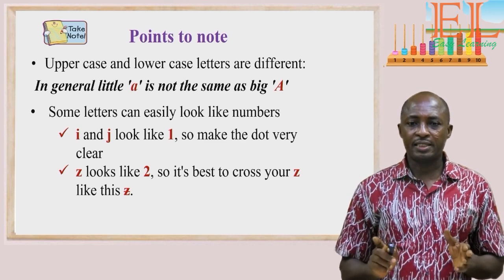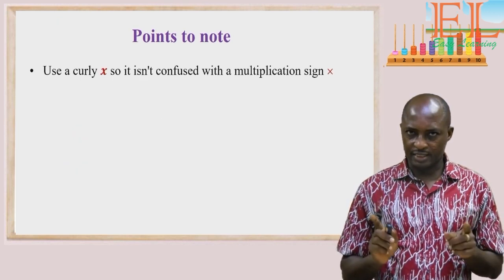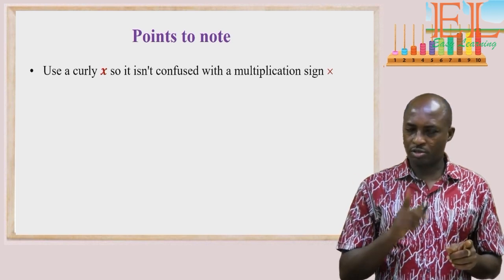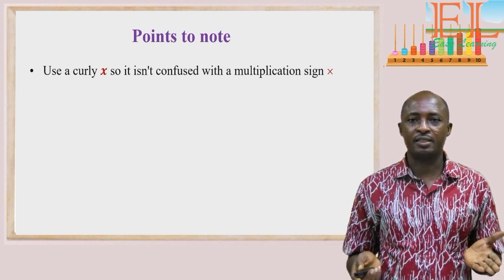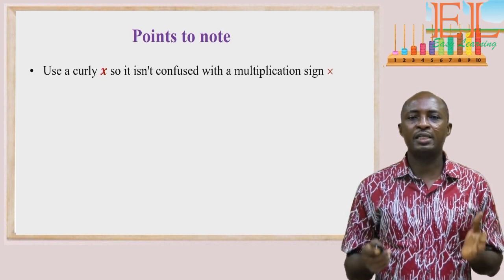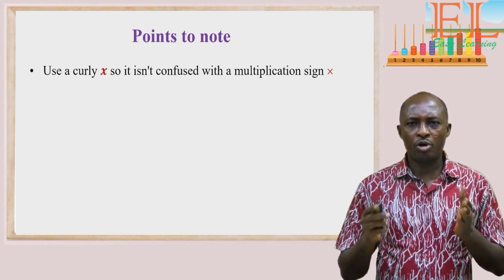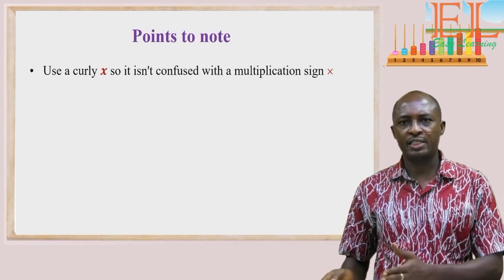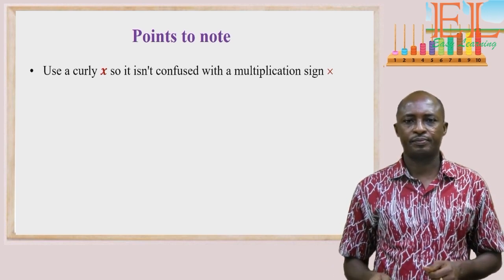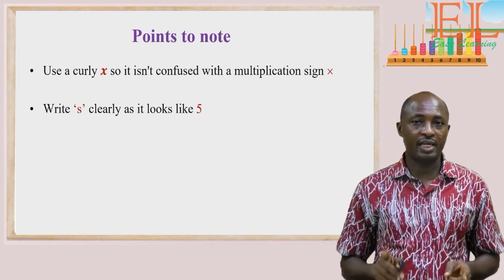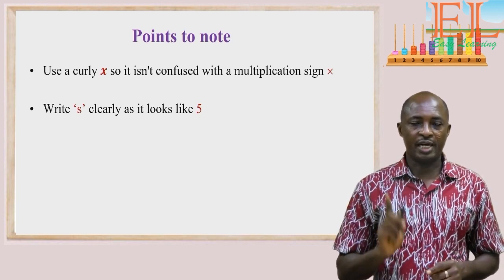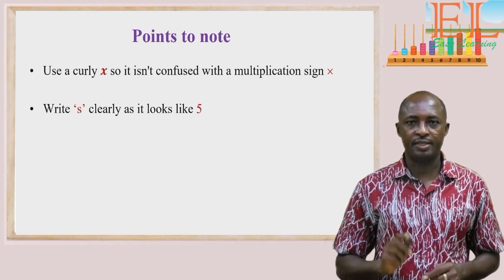Use curly X to represent X, not the cross X. The cross X looks like what? A multiplication sign, and you can easily confuse yourself or even confuse your students and the examiners. Remember, S also looks like a 5. Write your 5 very clearly.